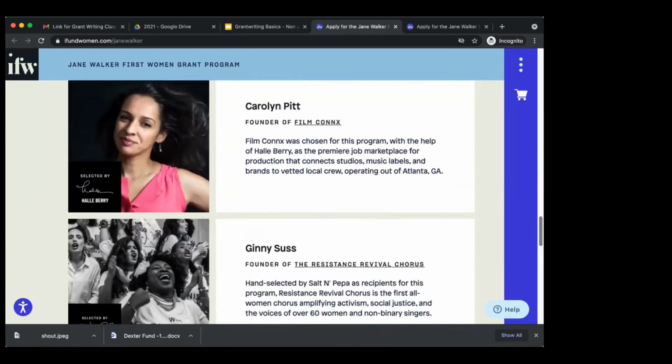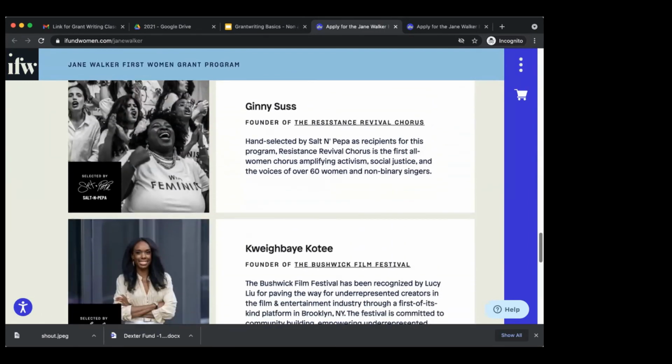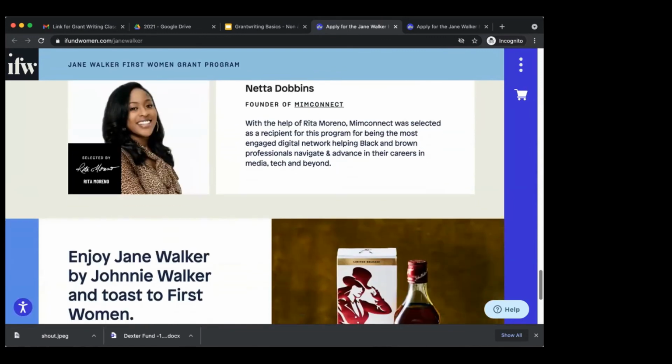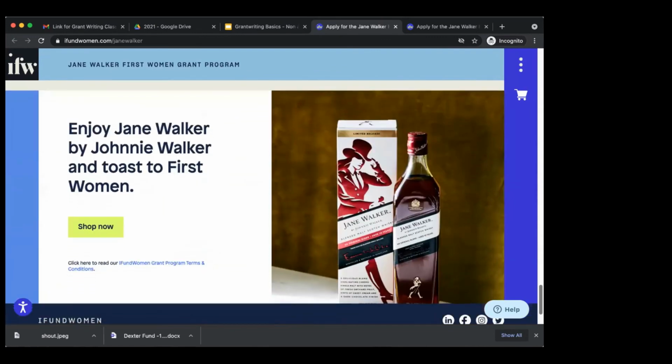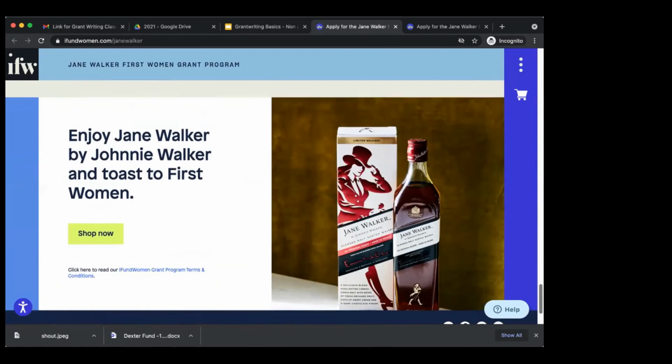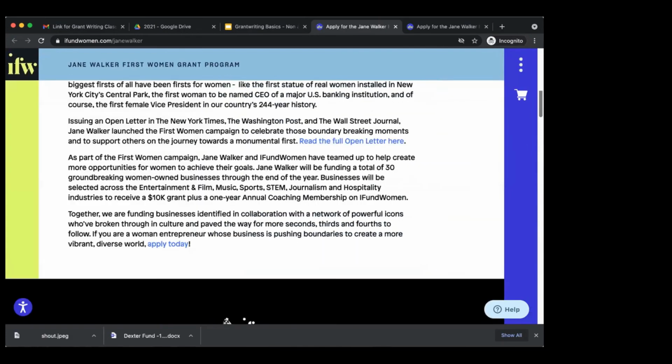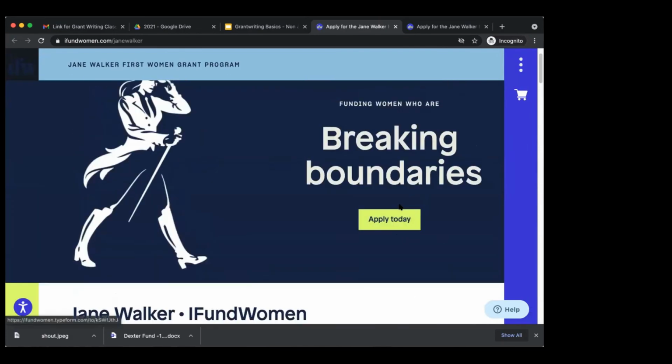So this is a great thing. They're showing you who they've already funded. So this is really, really helpful. A lot of funders don't tell you who they've given money to. All right. And then there's one more page here that I'm going to click over to.